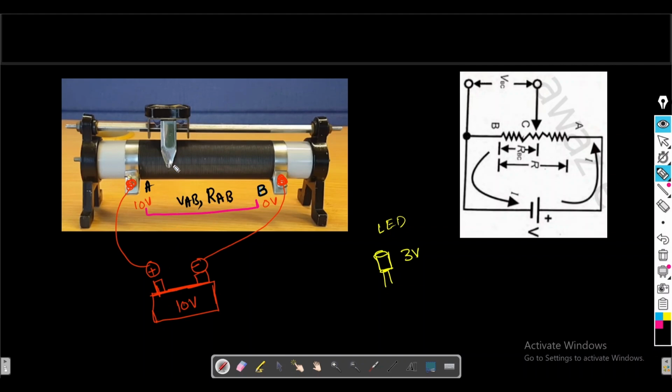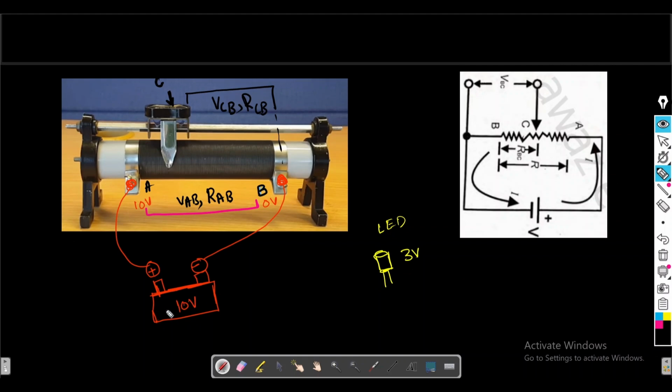Similarly, the potential difference between this sliding contact, which is represented by C, and this point B is given by VCB, and similarly the resistance for that is RCB. So this is the circuit we have.